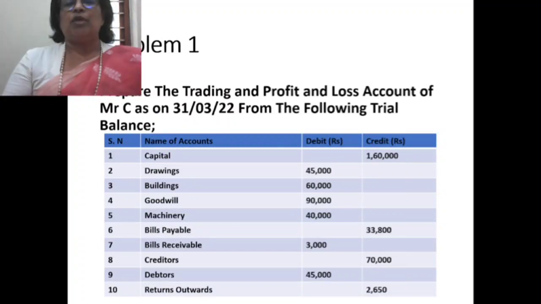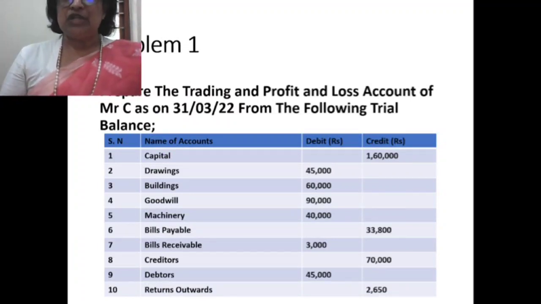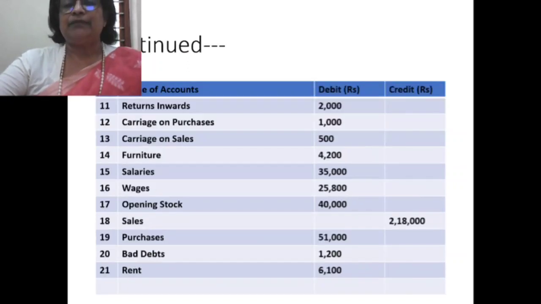Now let us do a problem. Prepare the trading and profit and loss account of Mr. C as on 31/3/22 from the following trial balance. Capital, credit side 1,60,000, drawings 45,000, building 60,000, goodwill 90,000, machinery 40,000, bills payable 33,800, bills receivable 3,000, creditors 70,000, debtors 45,000, returns outwards 2,650.